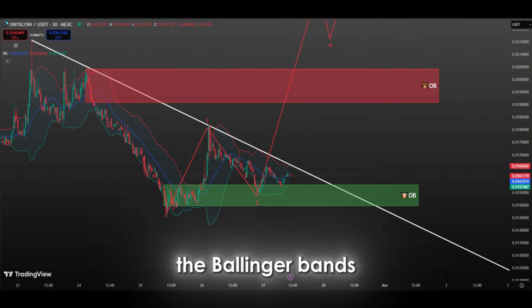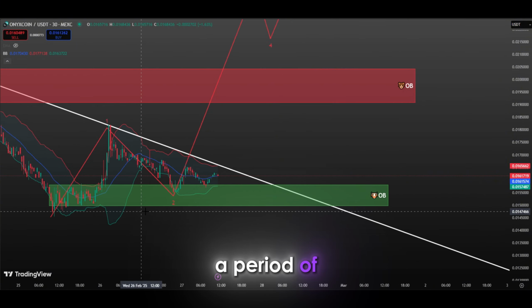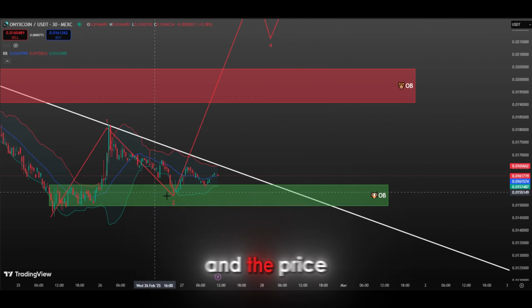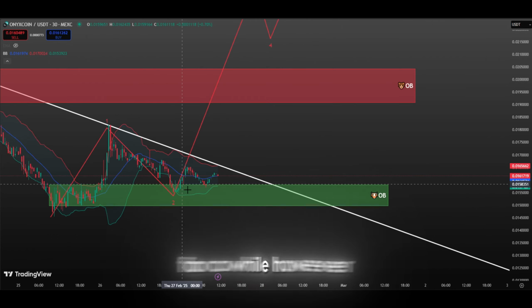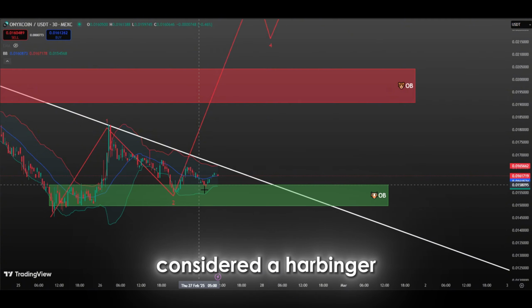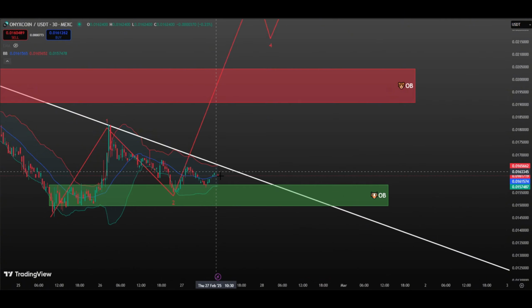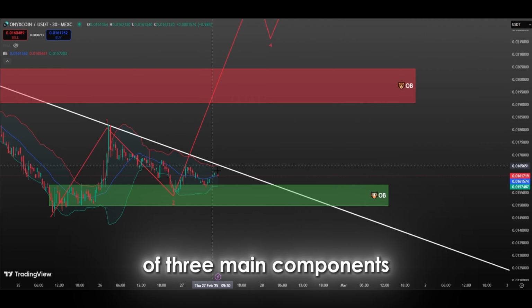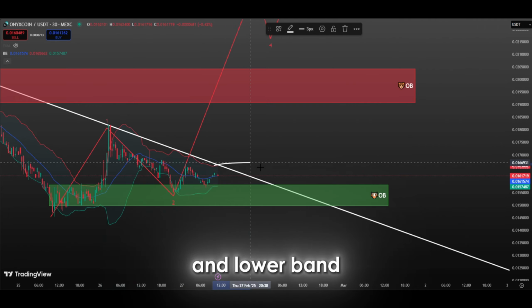This narrowing of the Bollinger Bands usually indicates that a period of consolidation is taking place, and the price is moving within a certain range for a while. However, this squeeze doesn't last long and is usually considered a harbinger of a big price move. Bollinger Bands consist of three main components: the upper, middle, and lower band.